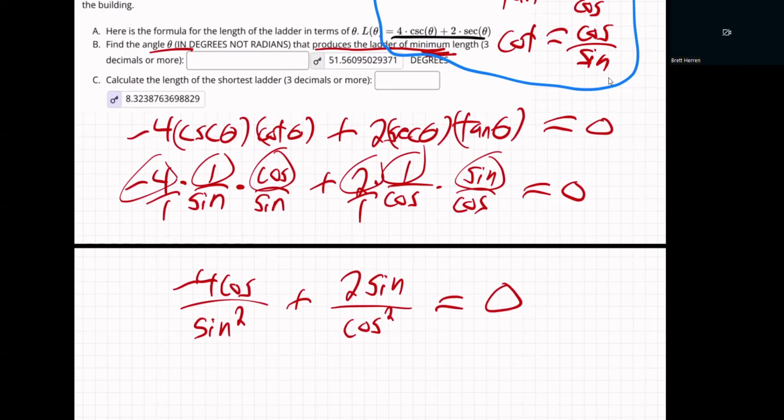I was hoping for something a little nicer. Those are added together. Let's jump one of these to the other side.